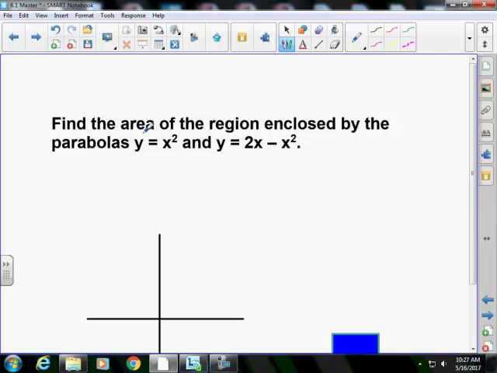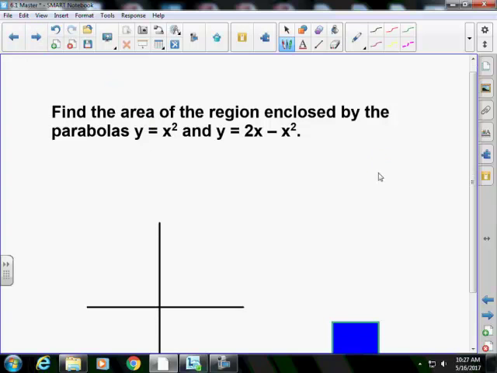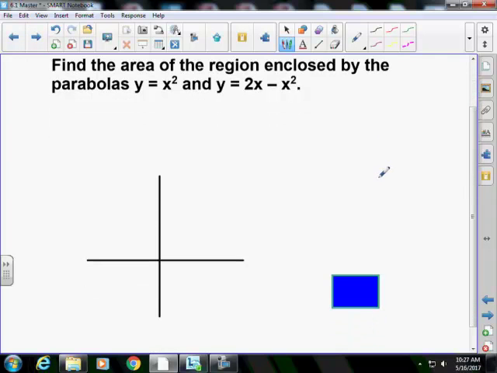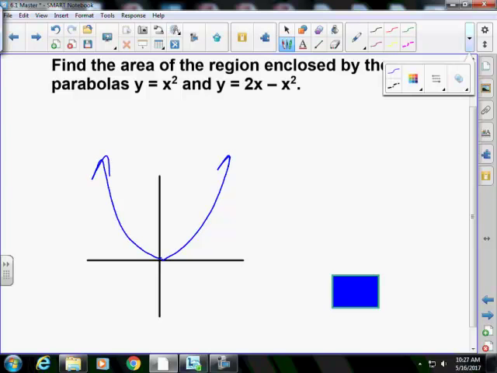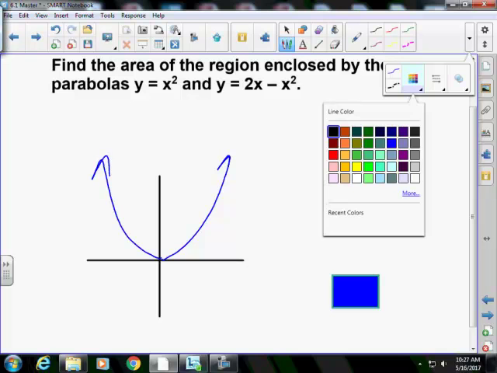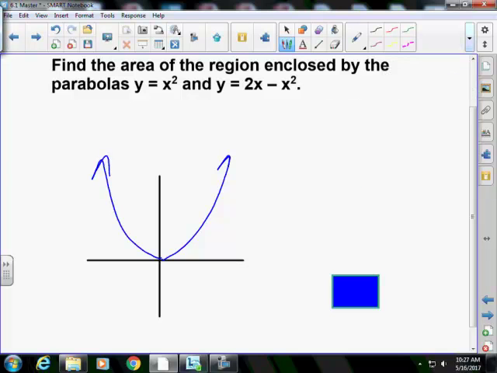So now let's move on to this next problem. It says find the area of the region enclosed by the parabolas y equals x squared. Well, that's easy. That looks like this. y equals x squared. And then we have another function, and that's 2x minus x squared. And that looks something like this.